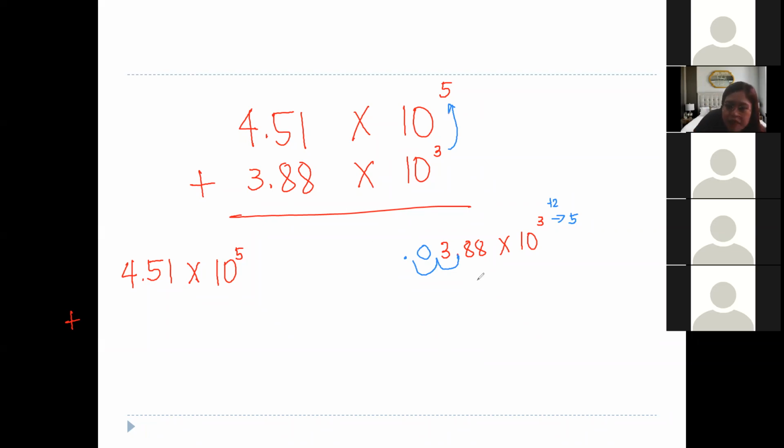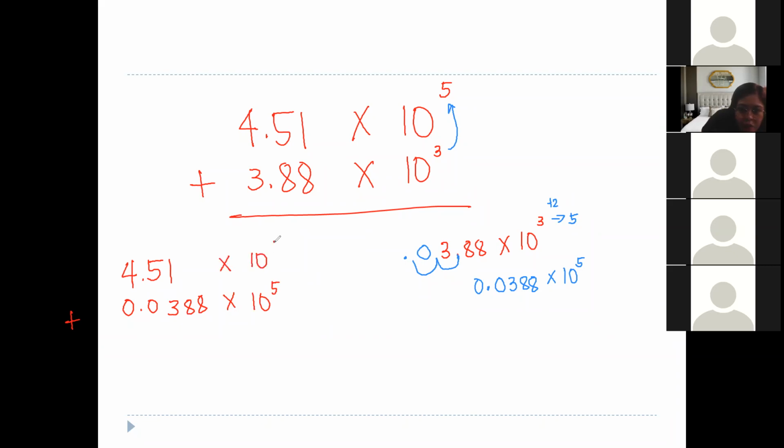Okay. So this now becomes 0 class. We can put a 0. 0.0388 times 10 raised to the power of 5. So now we put our number here, 0.00. Let me adjust, class, so that they line up. 0.0388 times 10 raised to the power of 5. And this one times 10 raised to the power of 5.